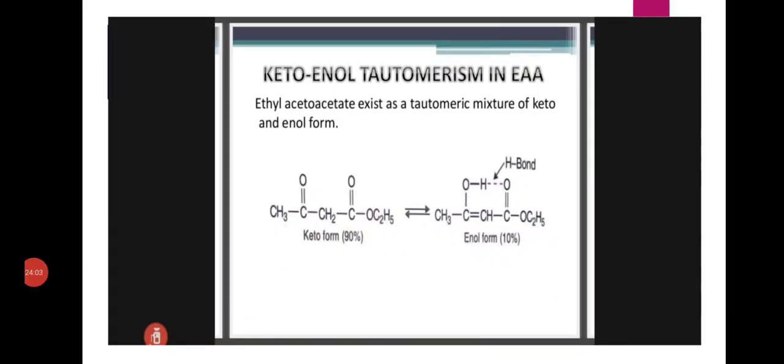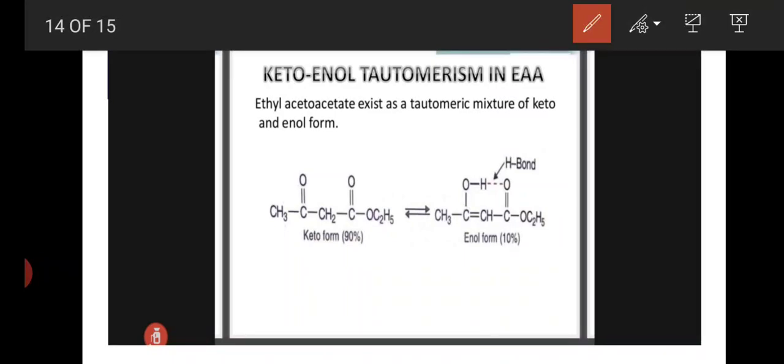Next is keto-enol tautomerism in ethyl acetoacetate. Ethyl acetoacetate exists as a tautomeric mixture of keto and enol form. Okay, students, keto-enol tautomerism in ethyl acetoacetate: ethyl acetoacetate also shows two types of tautomeric forms, that is keto form and enol form. Ethyl acetoacetate exists as a tautomeric mixture of keto and enol form. This is the keto form.